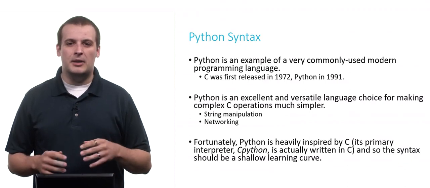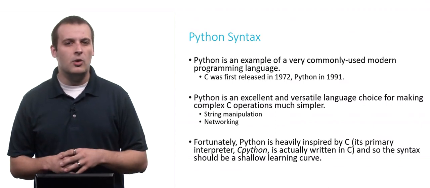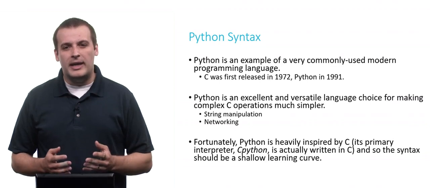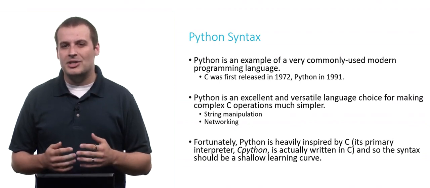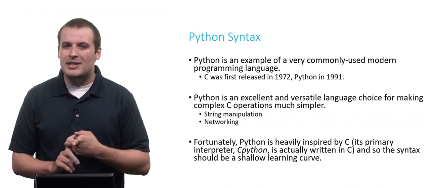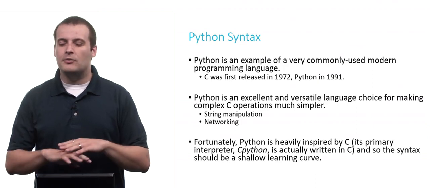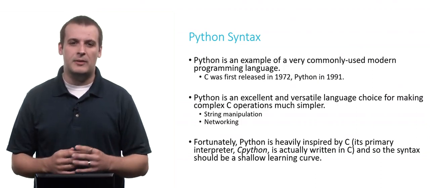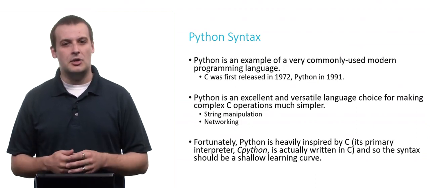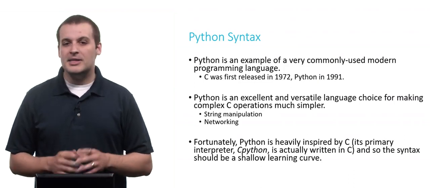Now, Python is an example of a pretty commonly used modern programming language. It's probably in the top 5 or 6 at the time this video is being recorded. It's been around, though, for a while. It's been around for over 25 years. And it's really a great language choice for making some complex operations in C a lot easier. So you may recall working with C that string manipulation can be really challenging. And it also simplifies things like networking. And really, it's a general purpose utility language that you can use to do a lot of stuff. It's also very popular right now among data scientists for processing large sets of data and generating graphs, charts, and results from that.